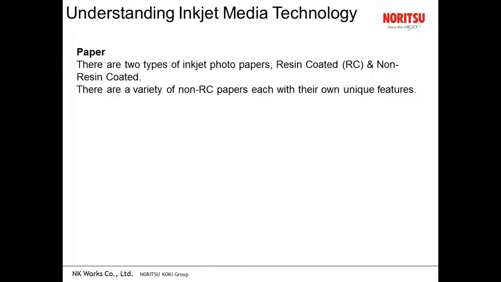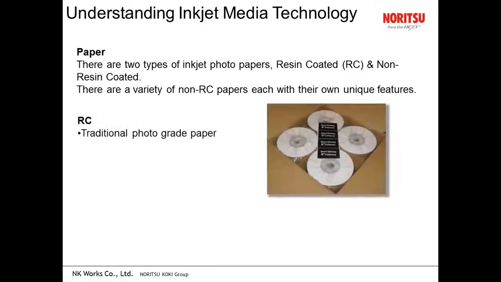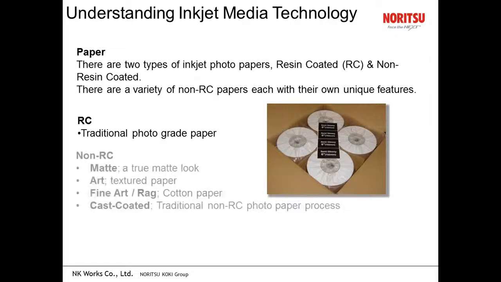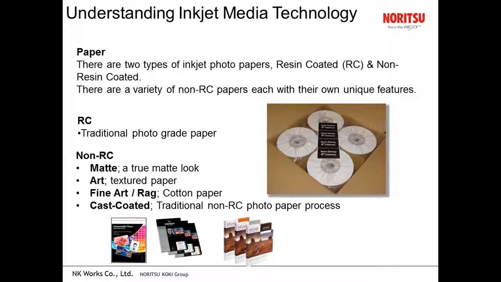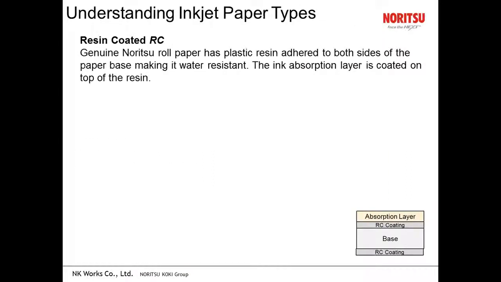There are two types of papers. We have resin-coated paper and non-resin-coated paper. And within the non-resin-coated paper, there are a variety within them. However, with the resin-coated paper, we basically have traditional photo-grade paper. In the non-resin-coated, we have matte to provide a true matte look, art paper, which is used often to provide a texture in the paper. We have fine art and rag paper, which either is 100% cotton or has some cotton fiber in it. And then we have cast-coated paper, which is a traditional look for imaging prints before RC papers were created.